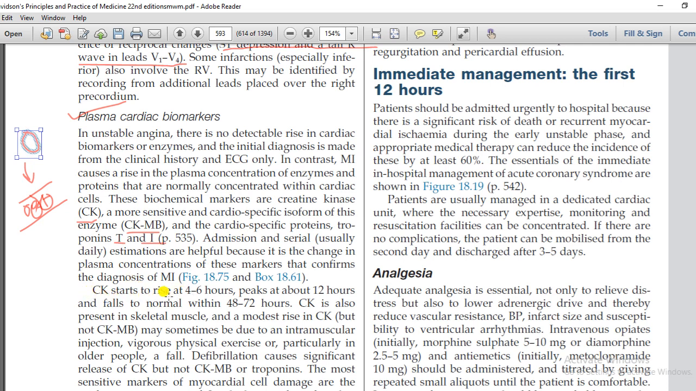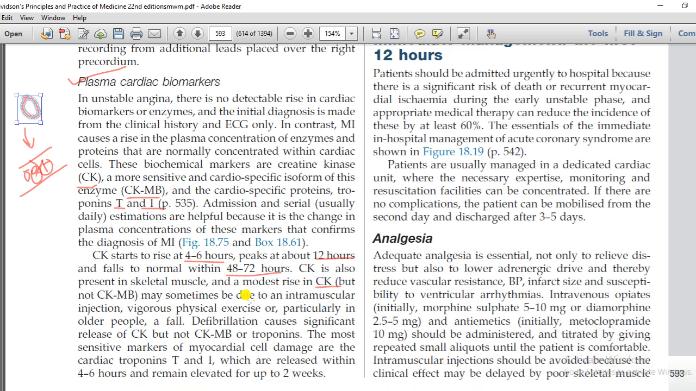Creatine kinase starts to rise at 4 to 6 hours, peaks at about 12 hours and falls to normal within 48 to 72 hours. Creatine kinase is also present in skeletal muscle, and a modest rise in creatine kinase may sometimes be due to intramuscular injection or vigorous physical exercise, particularly in older people. So CK is actually present in the skeletal muscle as well. However, CKMB is exclusive to the heart.